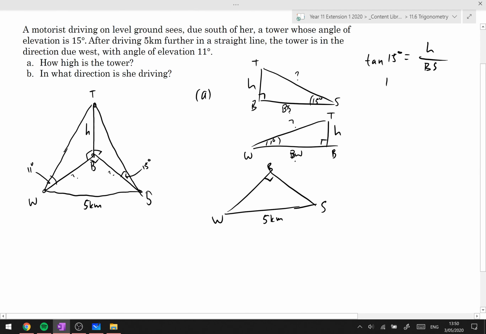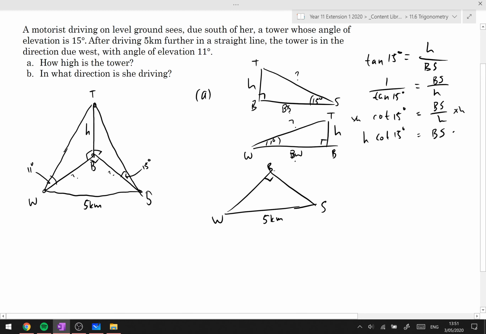Remembering, I want this in terms of BS, so I'm going to take the reciprocal of both sides to get the BS on top. Now 1 over tan 15 degrees is the same as cot of 15 degrees, so I'm going to use some of the new trig ratios in this one. And that's equal to BS over h. But I want to get BS by itself, so I'm going to multiply both sides by h. This gives me h cot 15 degrees is equal to BS.